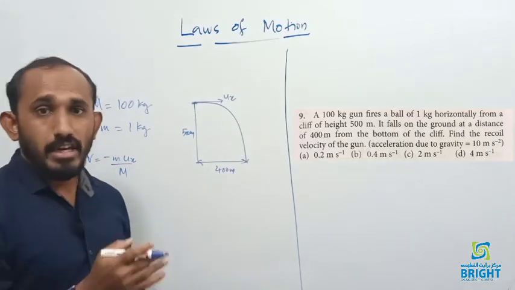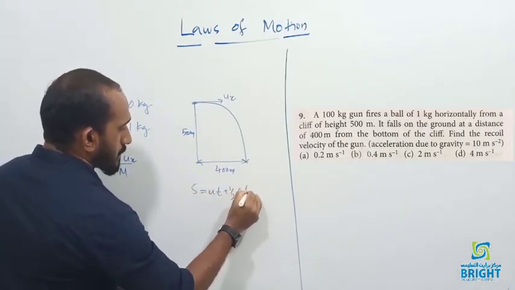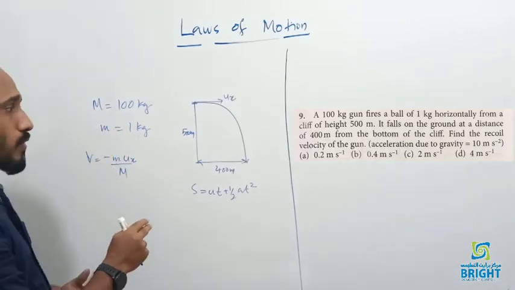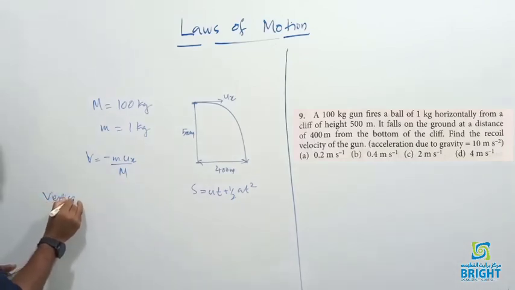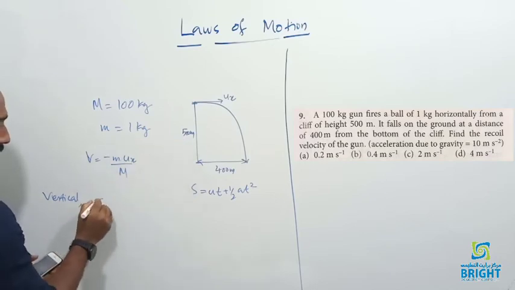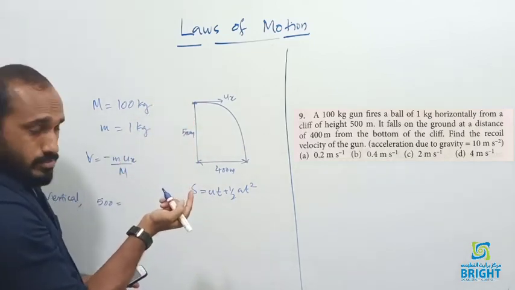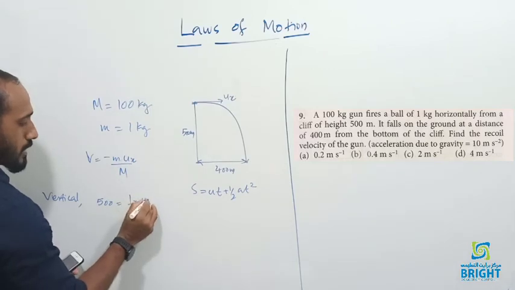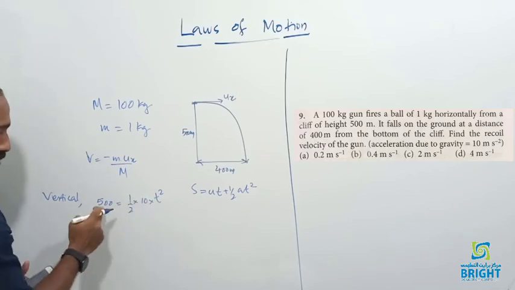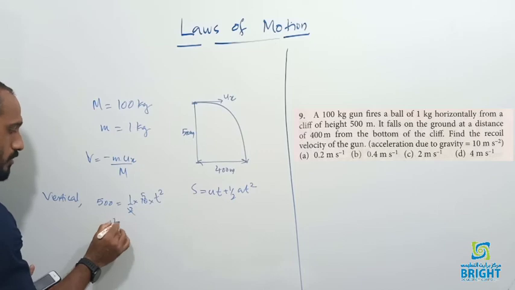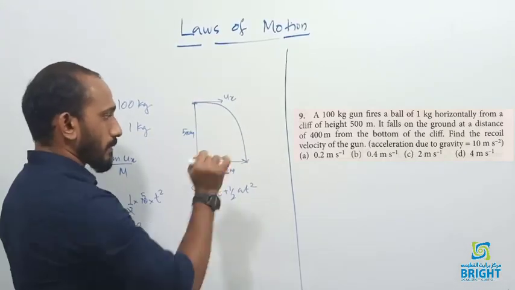For this purpose, we can make use of equations of motion also. We have the equation of motion s equal to ut plus half a t square. We can resolve the two components, one vertical and one horizontal. In vertical direction, s is nothing but 500 meters. Vertical displacement is equal to, u is 0 only, so half g, which is 10, into t square. From here you can get the time taken. This will become 5 t square, so t square is equal to 100 or t is equal to 10 seconds. So it takes 10 seconds to come down.